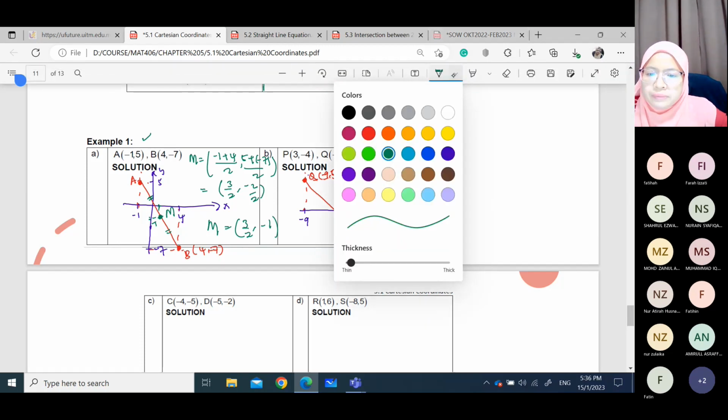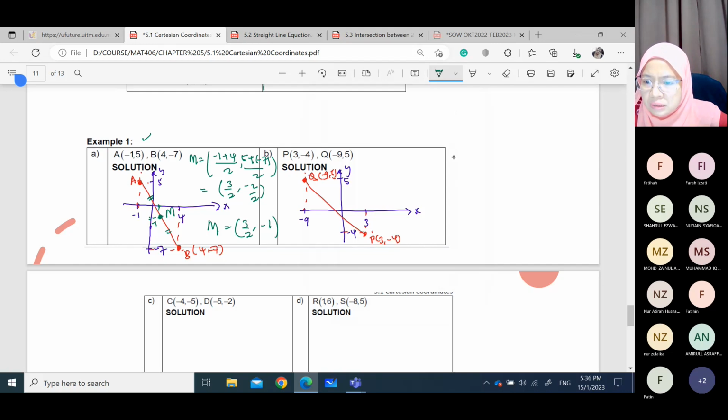Okay, so midpoint, we use this formula. So M is equivalent with x1 plus x2 over 2. Macam tu. So 3 plus negative 9 over 2. And the other one, y1 plus y2, negative 4 plus 5 over 2. Ini 4 ya. Negative 4 plus 5 over 2.